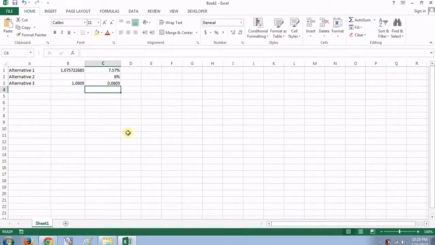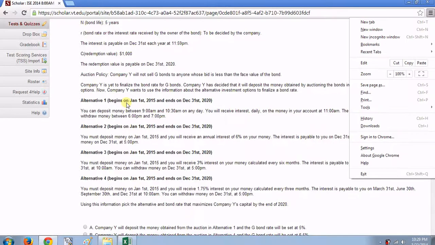Okay, so how much does this come out to be? Great, 6.09. So automatically here you can see alternative 1 is the best so far. That's the alternative which gives company Y the most amount of money. Alternative 2 can be eliminated easily. Alternative 3 can also be overlooked as of now. We haven't looked into the options for the question yet, but as a guess, so to speak.